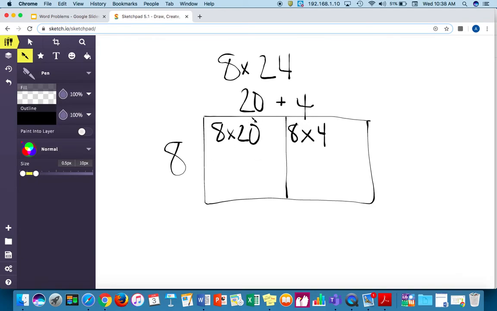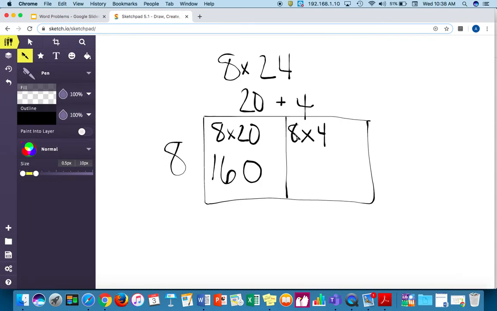So here it's 8 and 20. Here it's 4 and 8. If you don't know 8 times 20, you can do 8 times 2 times 10. So 8 times 2 is 16. 16 times 10 would be 160.